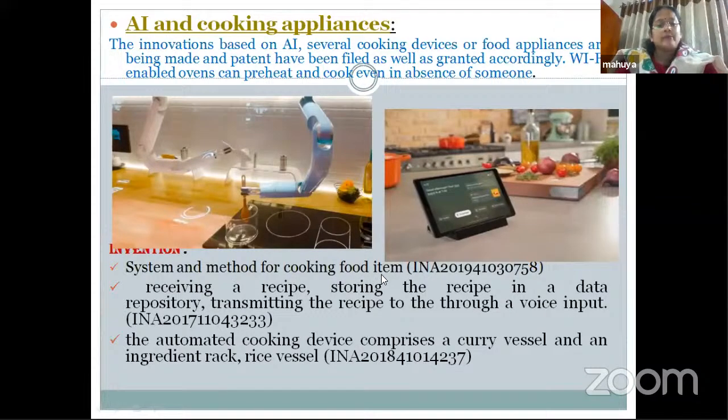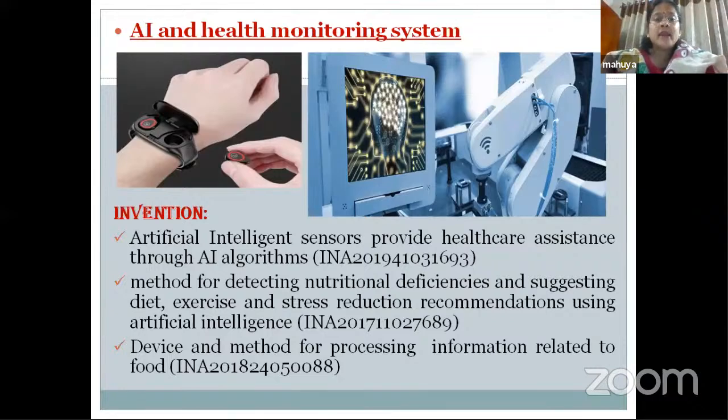And here you can see AI in food: a system and method for cooking a food item, receiving a recipe, storing it in the area, an automated cooking device, which is very important for women in this frontier technology. If this type of automated cooking device is there, it will reduce our time involvement. AI in the health area: I think you all saw how important AI was in the post-COVID situation, and the robotic, non-touch food delivery system was very important.